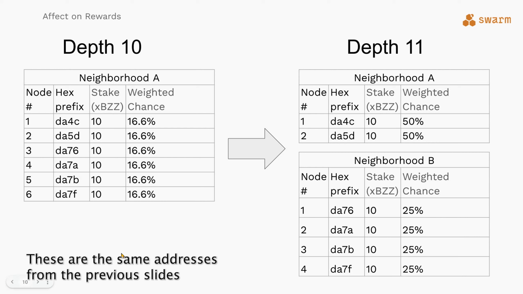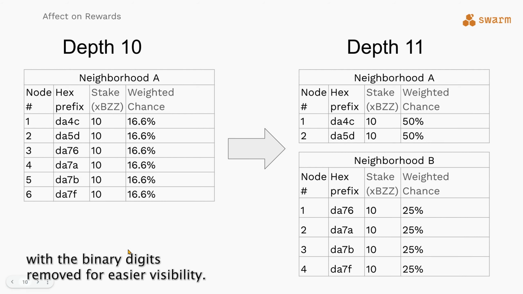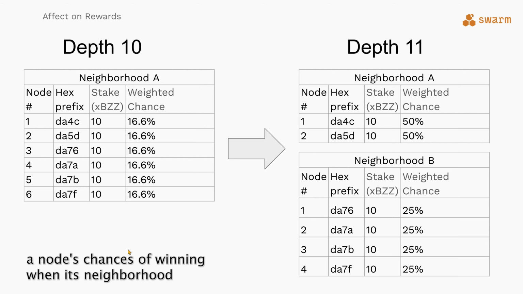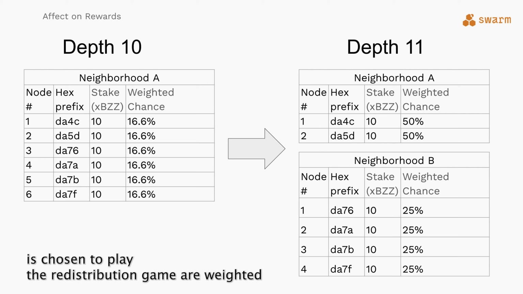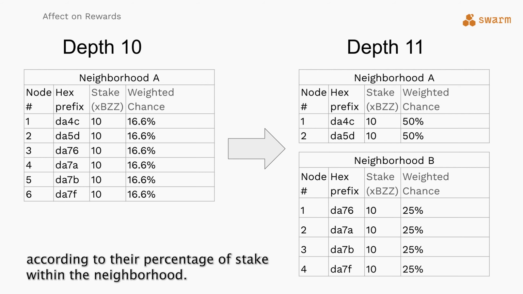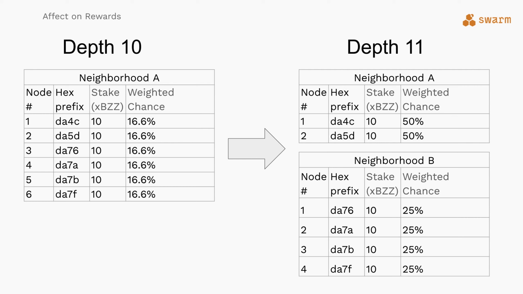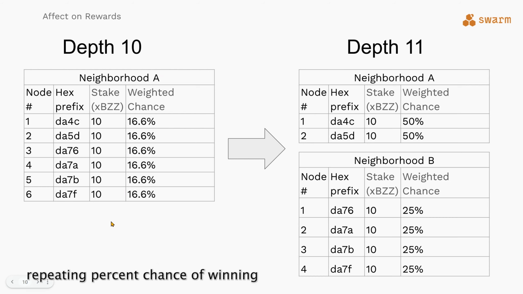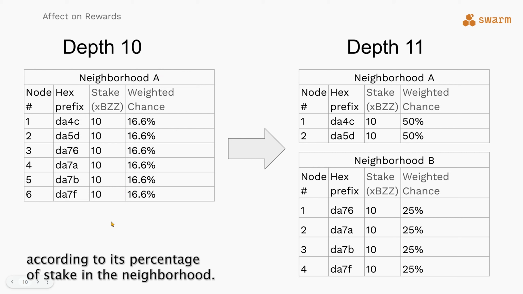These are the same addresses from the previous slides, with the binary digits removed for easier visibility. As you likely already know, a node's chances of winning when its neighborhood is chosen to play the redistribution game are weighted according to their percentage of stake within the neighborhood. Here, in neighborhood A at depth 10, each node has 10 stake, and each node has the same 16.6 repeating % chance of winning according to its percentage of stake in the neighborhood.